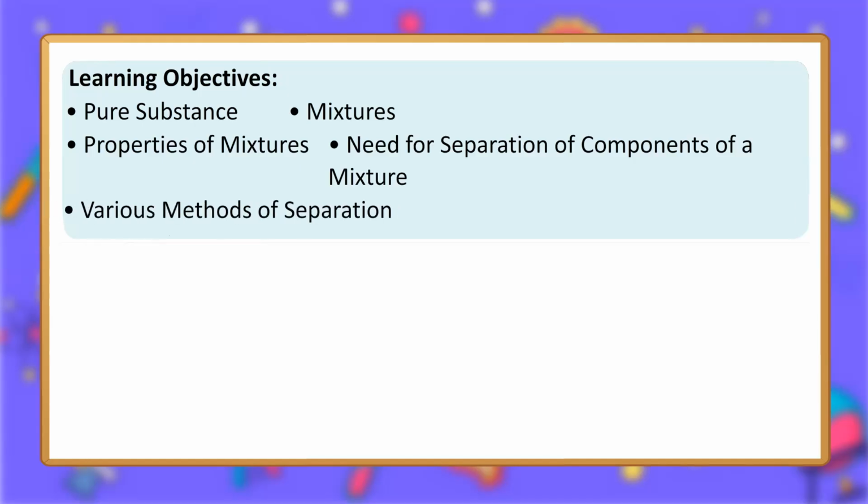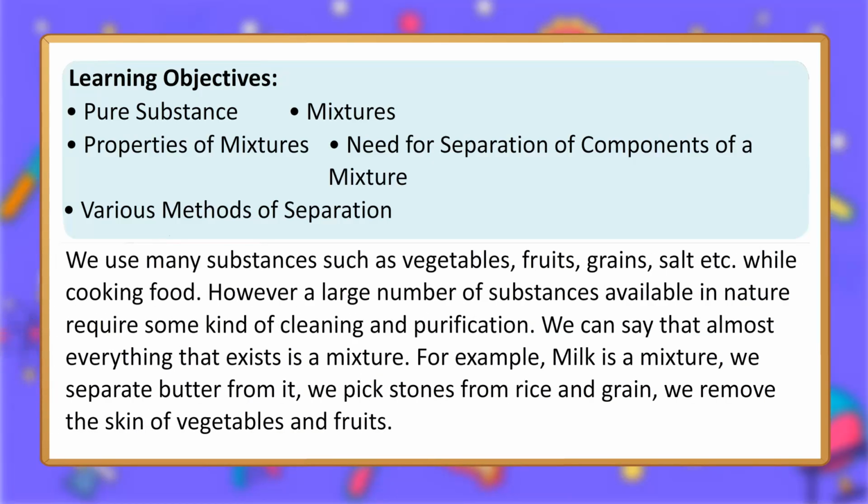Various methods of separation. We use many substances such as vegetables, fruits, grains, salt etc. while cooking food. However, a large number of substances available in nature require some kind of cleaning and purification. We can say that almost everything that exists is a mixture.